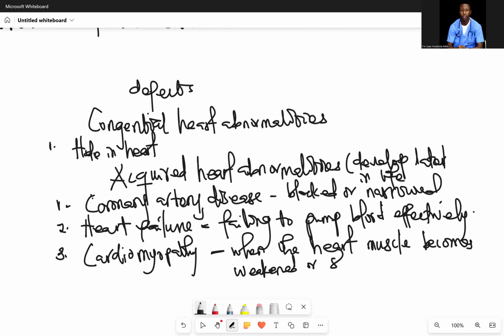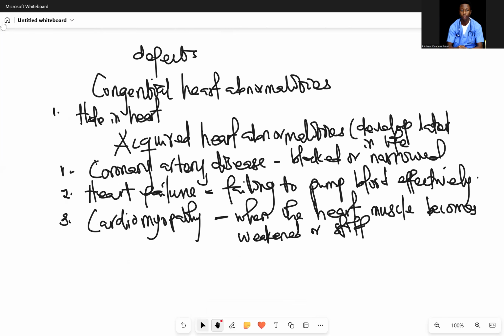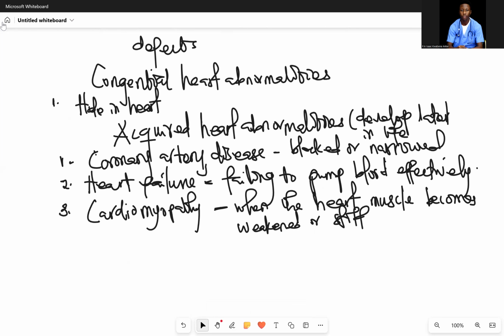Or stiff. So if you add this to the congenital, I've given you three. Let me add one more. We have arrhythmia. There are a lot. Arrhythmia. So this has to do with the heart. Let me know if you are there.